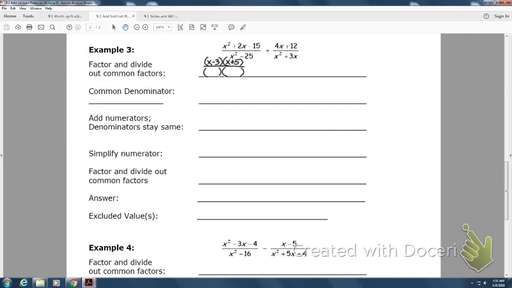What's the square root of 25? 5. So I've got x plus 5, x minus 5 on the bottom. We're adding here. Does the numerator of the second fraction have a greatest common factor? What is it? The numerator. 4. Then the greatest common factor for the denominator would be x.